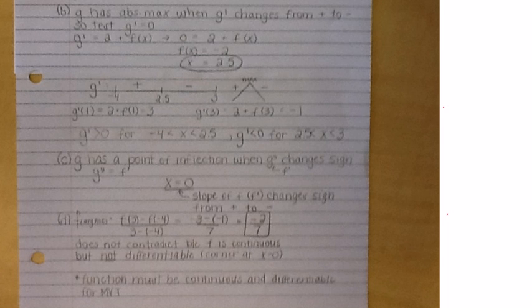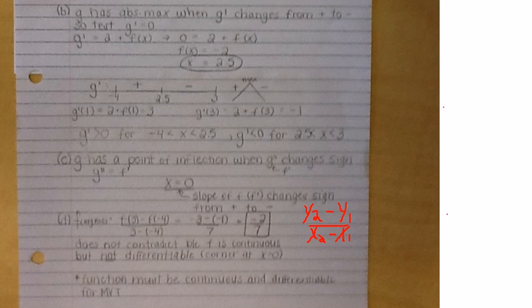Finally, for D, we have to find the average rate of change of f on the interval -4 to 3. And then we have to prove something. But first, let's find that average rate of change. So in order to do that, we just do slope. So we do y2 minus y1 over x2 minus x1. So in that case, we're going to have f of 3 minus f of -4 over 3 minus -4.